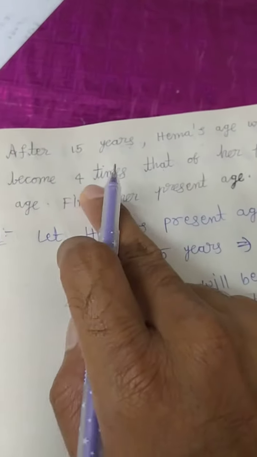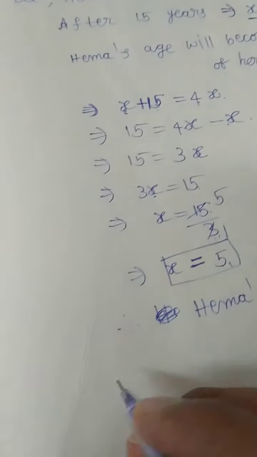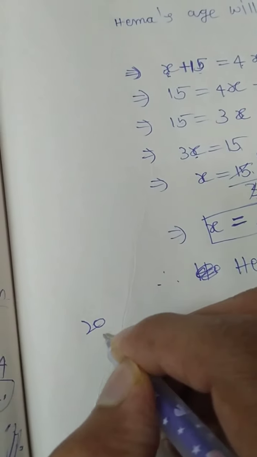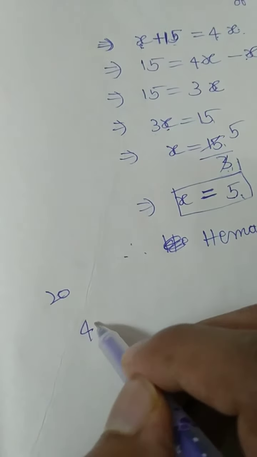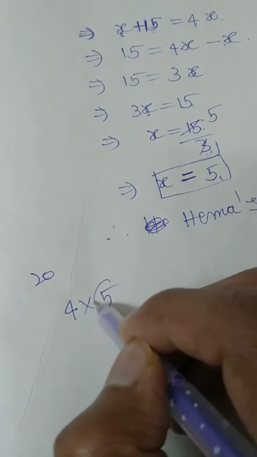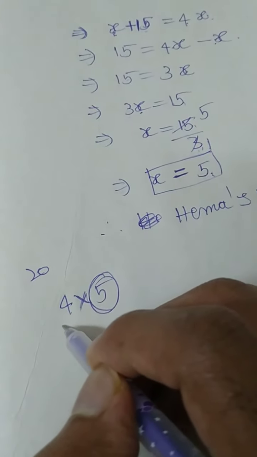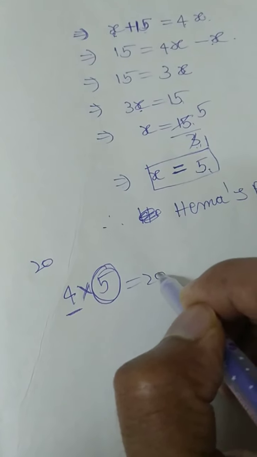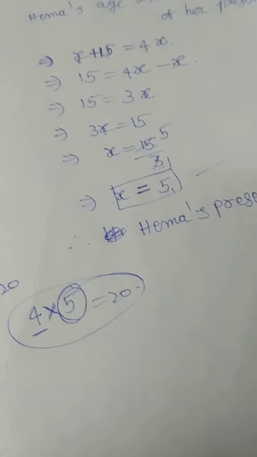20 means, see, 4 times her present age. Suppose, see children, 20 means what we can write? 4 times her present age. So present age is 5, so 4 into 5 is equal to 20 only, no? So like this we got this problem.